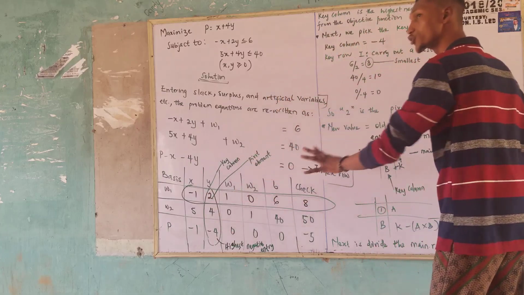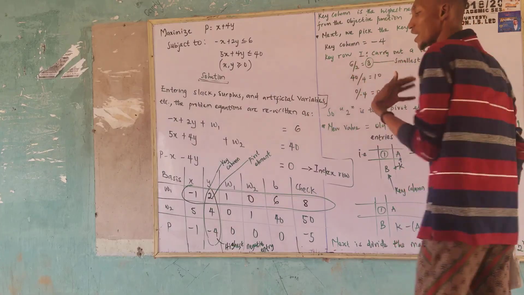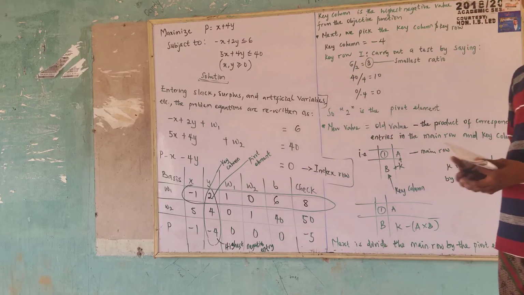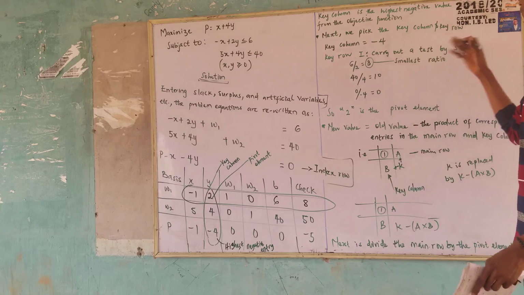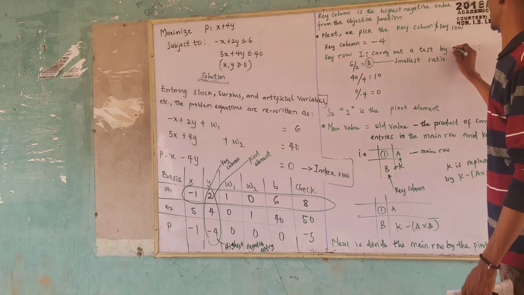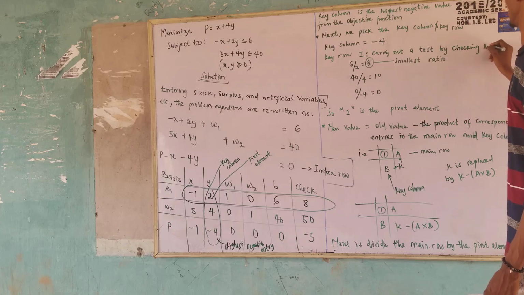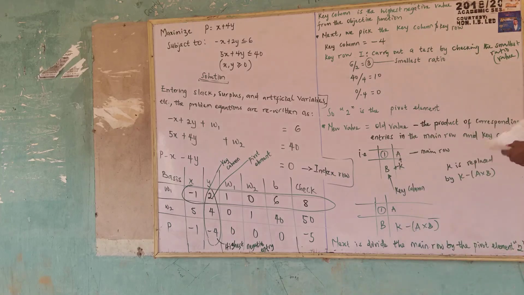So I now want to get the key row. The key row will produce the pivot element. So to get the key row, I will carry out a test, or you can say by checking, any way you want. The smallest ratio. So by checking the smallest ratio value, that is the smallest value. You only obtain the smallest value.